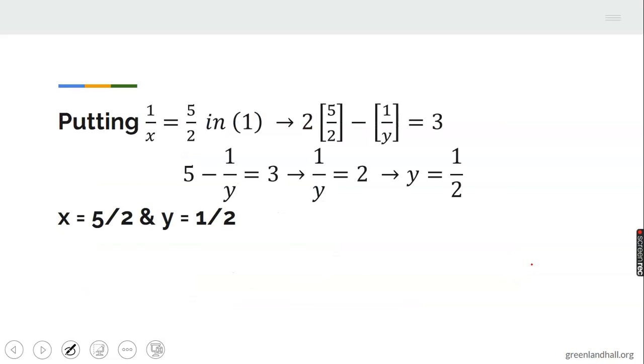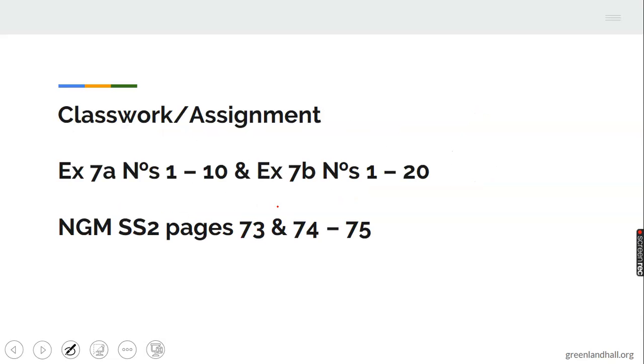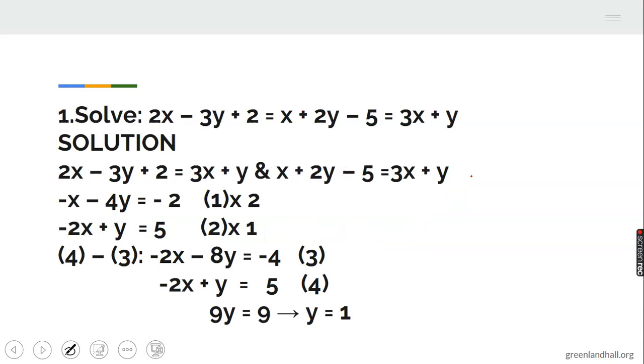I will substitute 1 over x equals 5 over 2 in equation 1. I will have this equation. Then when I make y the subject, I have 1 over y, which is 2. Therefore, y is equal to half. Therefore, these are the solutions for that. Now, I'm giving you this one as an assignment through classwork.